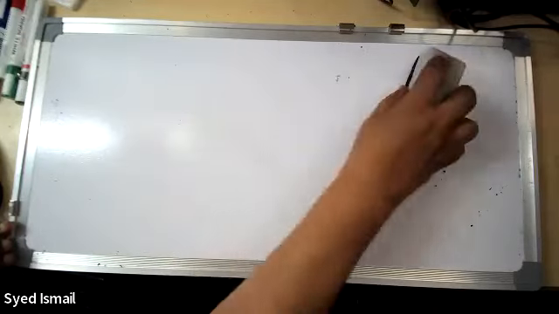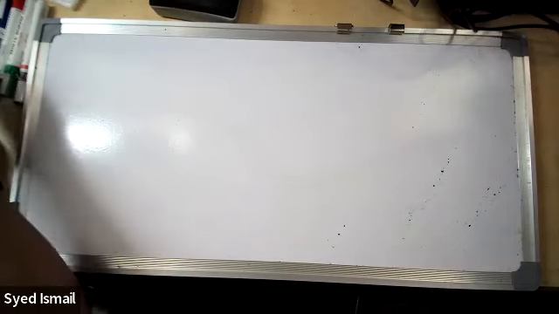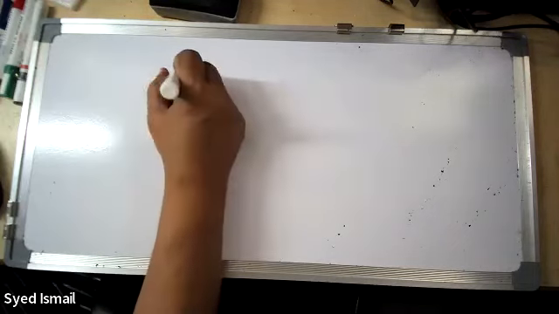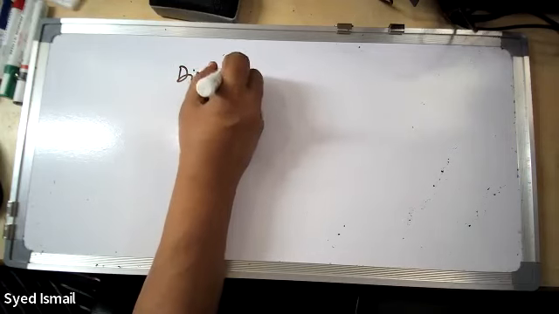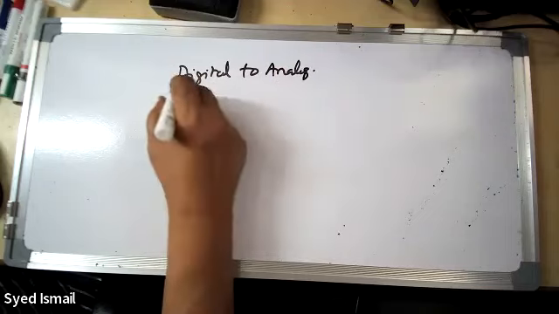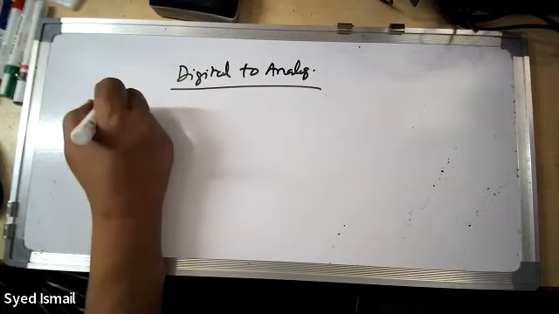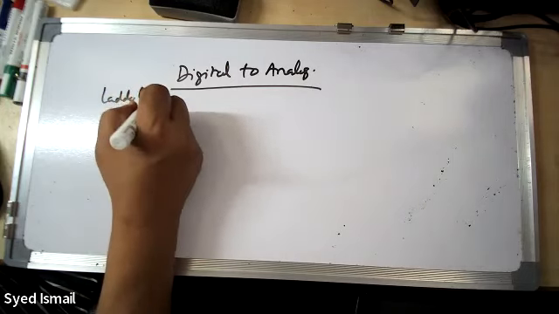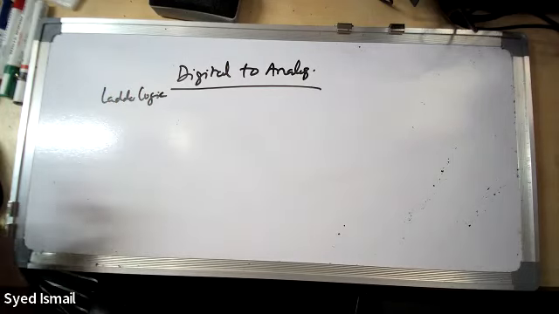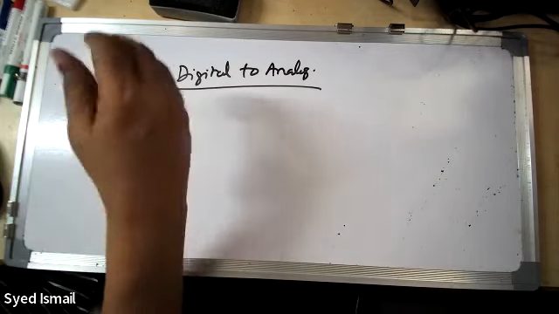Now we come back to digital to analog. This is interesting stuff. I want to convert digital back to analog. Now, digital to analog converters are basically available as ladder logic. They use the ladder logic to produce the output. Ladder logic is a resistor divider. So they use that ladder principle to generate it.